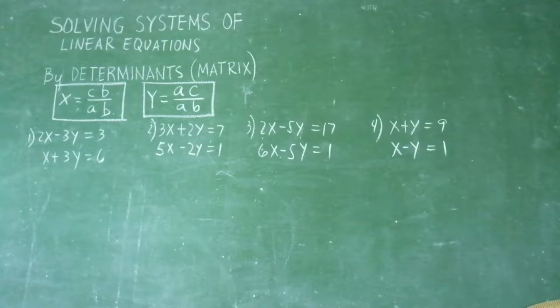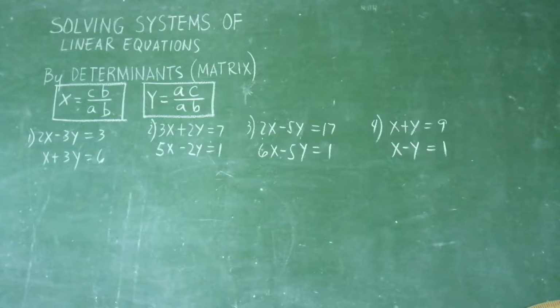Hello, grade 8. Another method in solving a system of linear equations in two variables is called determinants or the matrix system. So we are going to use this in solving the following equations on the board.